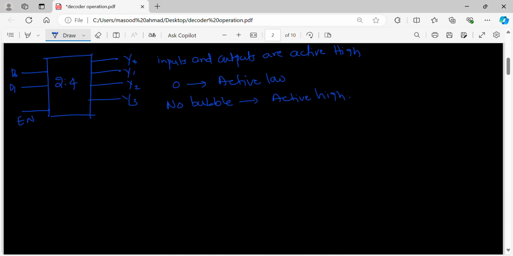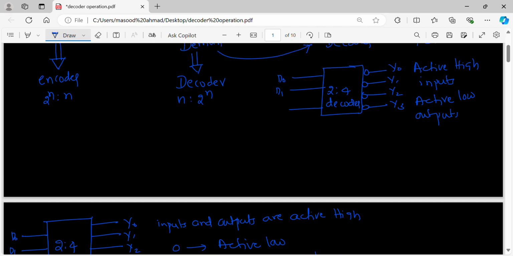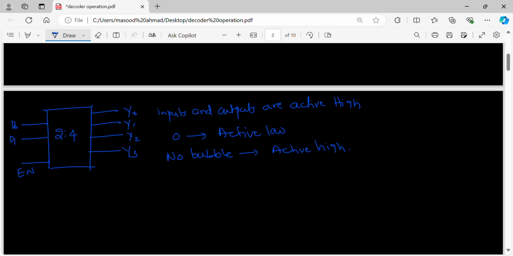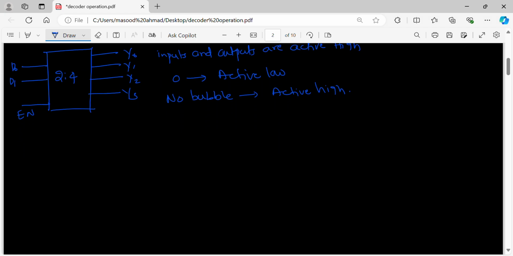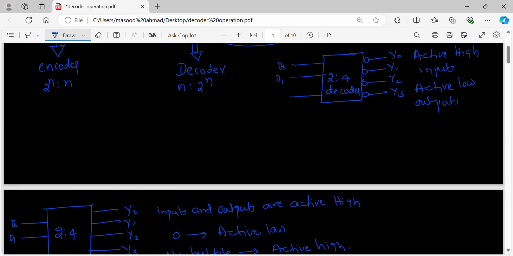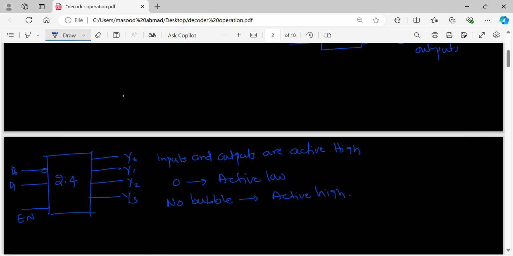Now what is the other possibility? The other possibility is both can be active low. Inputs are active low, outputs are active high. So all four possible combinations. Say this is also active low, this is also active low. What exactly will it be? Active low inputs, active low outputs. Instead of that, I can have only active low inputs, active high outputs. So with this, I have covered four possible combinations.